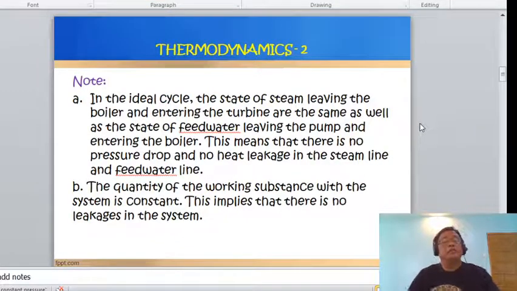So we have here, class, in an ideal cycle, the state of steam leaving the boiler and entering the turbine are the same, as well as the state of feedwater leaving the pump and entering the boiler. So this means that there is no pressure drop, of course. Okay, so the assumption. So this is, class, ideal. There is no pressure drop and no heat leakages in the steam line and feedwater line. Okay, so this is the assumption. So the quantity of the working substance in the system is constant. So this implies that there are no leakages in the system.